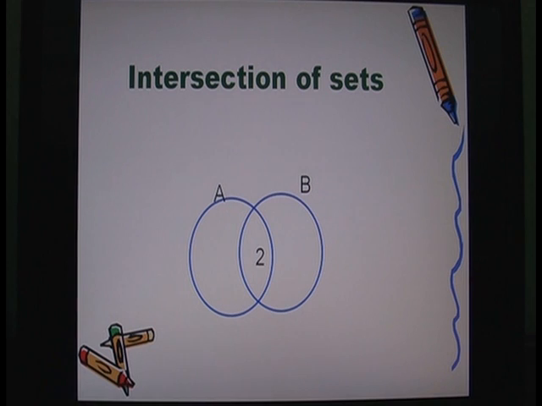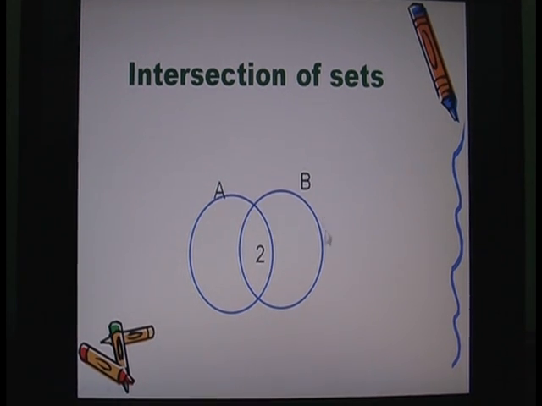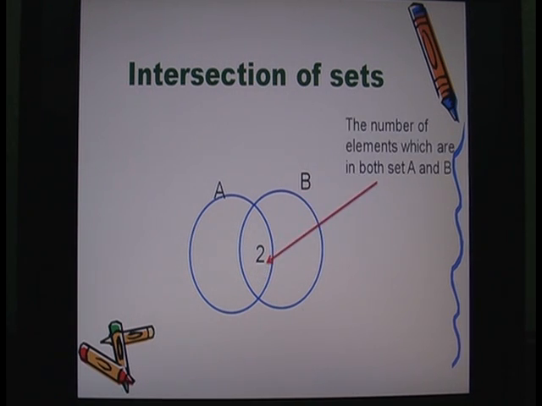Now this is a diagram that we use to show intersection. When you see the two circles join each other like this, it means what? They are intersecting. This 2 now, it tells us what? This 2 now tells us the number of elements which are in both set A and set B.